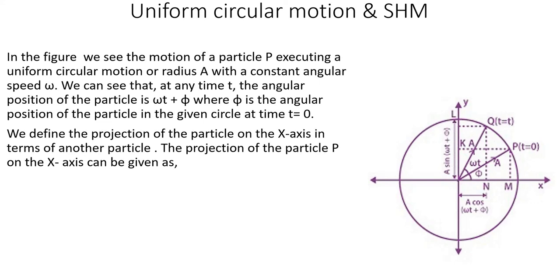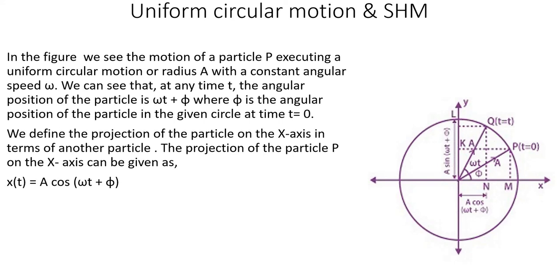So we define the projection of the particle on the x-axis. How can we write it? ON, where O is the center of the circle, so ON by OQ is equal to cos omega t plus phi. Adjacent side by hypotenuse. O is the center of the circle; it is not marked there, you can consider it. So ON can be written as OQ into cos omega t plus phi. What is OQ? OQ is the radius of the circular path that we considered as A.